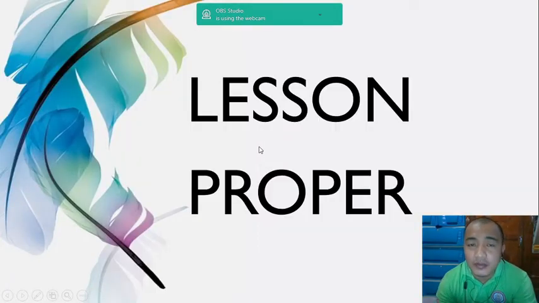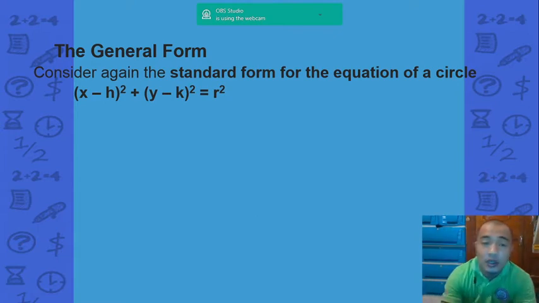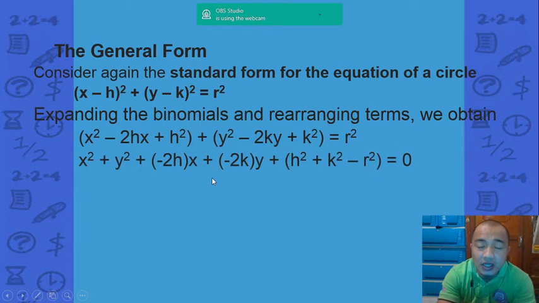Now let's go to our lesson proper, the general form of the equation of circle. So using the standard form, let us derive the general form of the equation of circle. So we have here the standard form, x minus h quantity squared plus y minus k quantity squared equals r squared. So expanding the binomials and rearranging the terms, we'll obtain, you square this, we have x squared minus 2hx plus h squared plus y squared minus 2ky plus k squared equals r squared. Just expand and square the binomials. And then let us rearrange the terms. Arrange x squared and y squared, followed by negative 2hx, followed by negative 2ky.